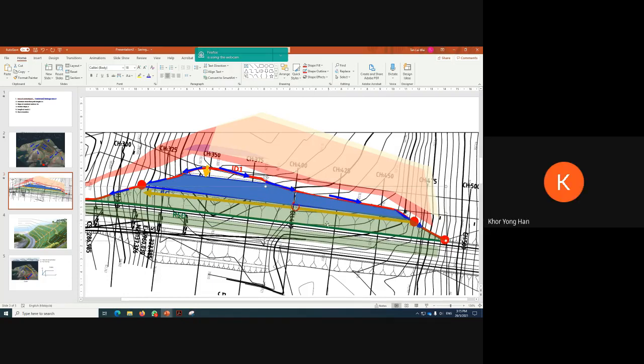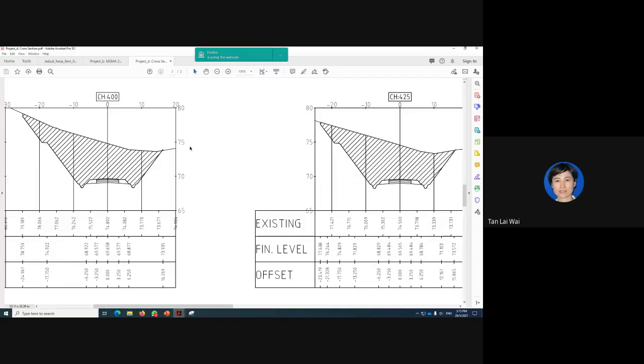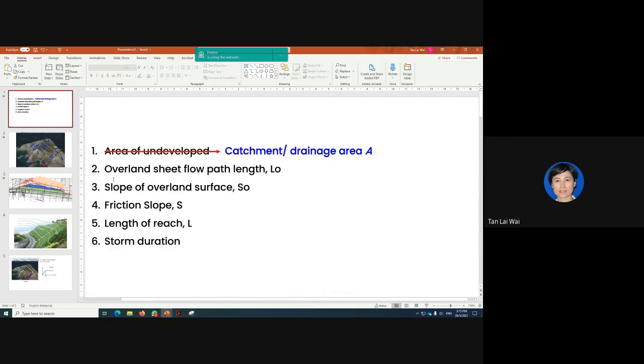guys? Yes. Okay. So now you know how to determine the slope of this drain already, right? The slope of the drain, you need to compare this. For example, I can determine this slope from 400 to 425. I take the difference of the finish level. That means 74.922 minus 74.829 divided by 25 meter. Agree, 25 meter because the distance between them is 25 meter. Yes. All right. So I have answered one up to 5.